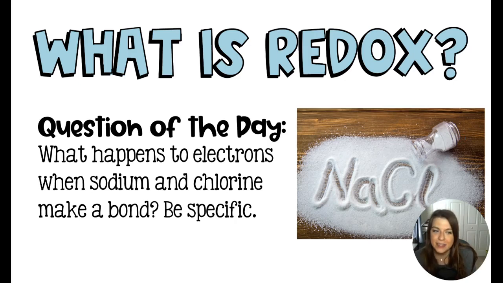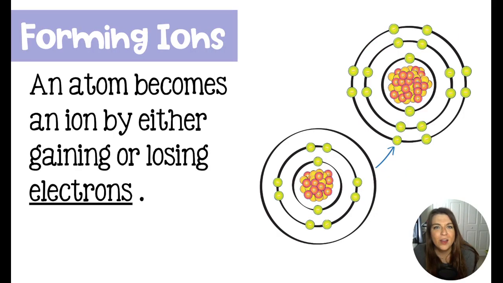The question of the day: what happens to electrons when sodium and chlorine make a bond? Make sure to be very specific. All right, all the way back to the bonding unit. An atom becomes an ion by either gaining or losing electrons. Literally right here we have sodium and chlorine. Sodium is giving away one electron, it loses one, and chlorine is going to gain that electron. They form a positive sodium ion and a negative chloride ion.